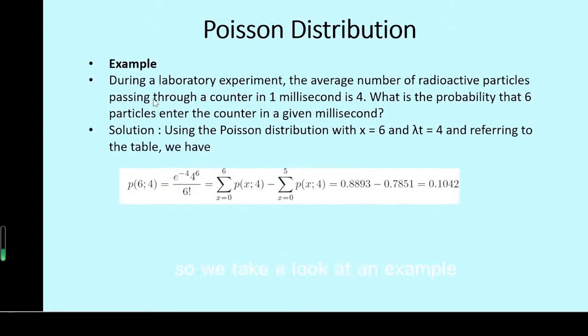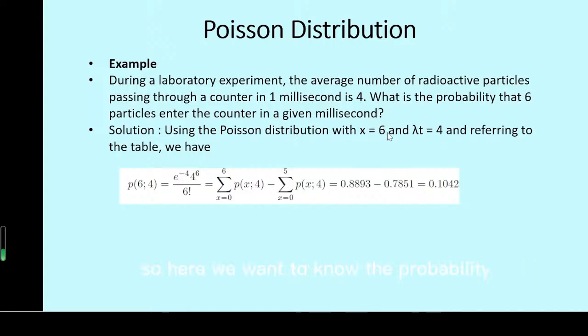So let's take a look at an example. During a laboratory experiment, the average number of radioactive particles passing through a counter in 1 millisecond is 4. So this 4 is lambda, right? What is the probability that 6 particles enter the counter in a given millisecond? So the solution is using the Poisson distribution with x equals 6.